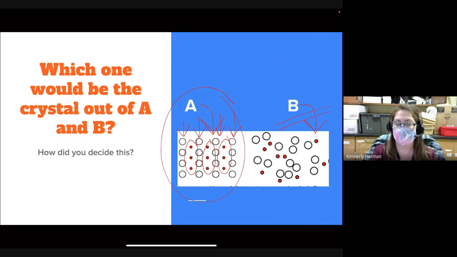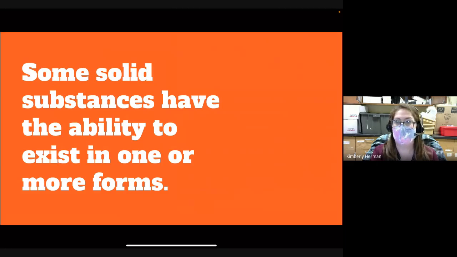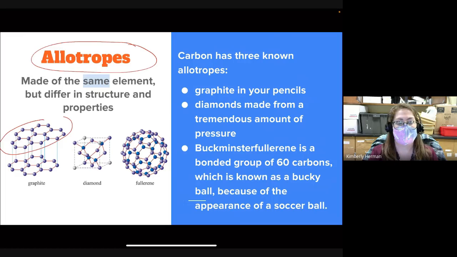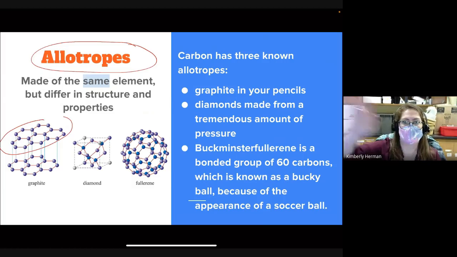Now, some solid substances actually have the ability to exist in one or more forms, and that's what we're going to focus on now. It's actually known as an allotrope. An allotrope is made of the same element but different in structure and properties, and carbon actually has three known allotropes. We can see it as the graphite of our pencils. Notice that it has kind of a honeycomb shape to it, and when you're writing, you actually shave off the top of that graphite, and then that goes onto your paper.